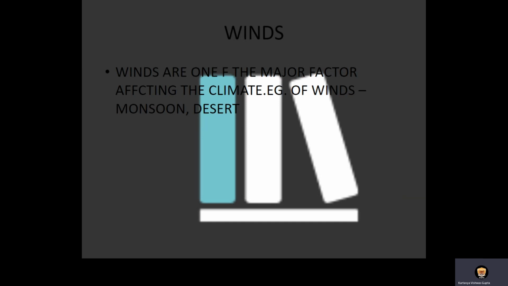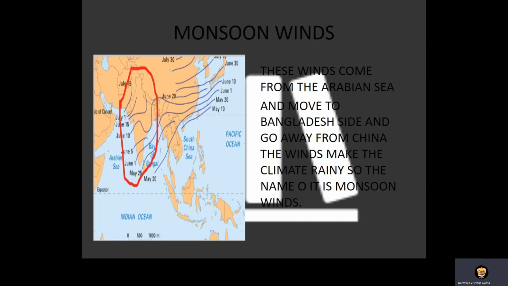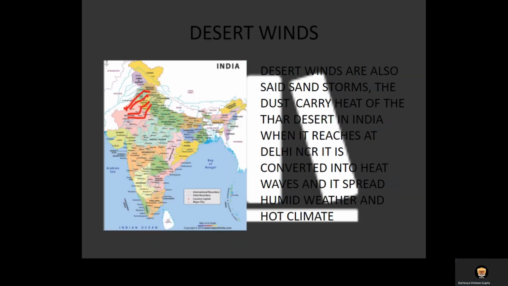Winds are one of the major factors affecting the climate. Examples: monsoon winds and desert winds. Monsoon winds come from the Arabian Sea and move towards the Bangladesh side and go away from China. The winds make the climate rainy, so the name of it is monsoon.